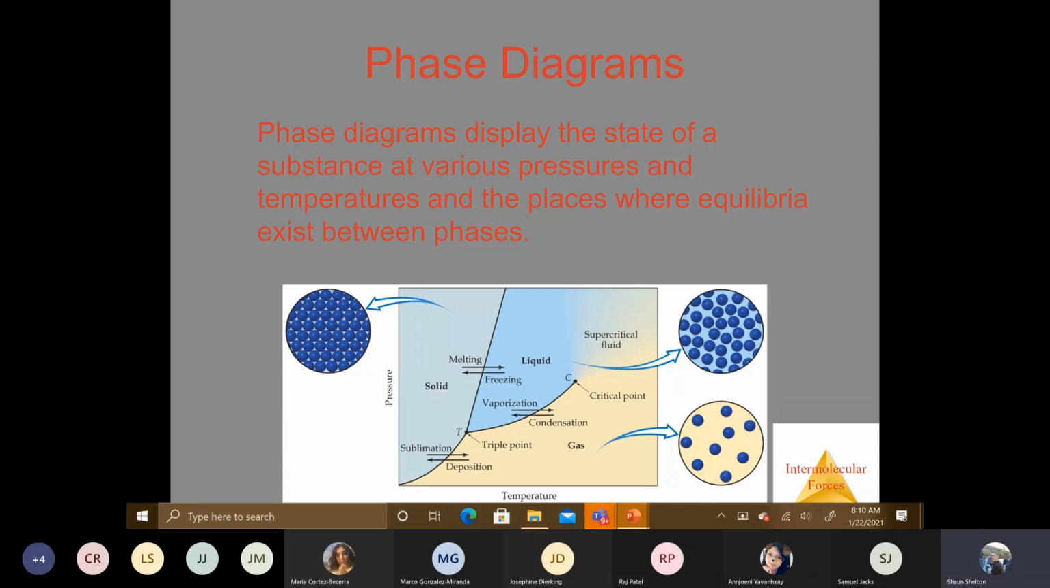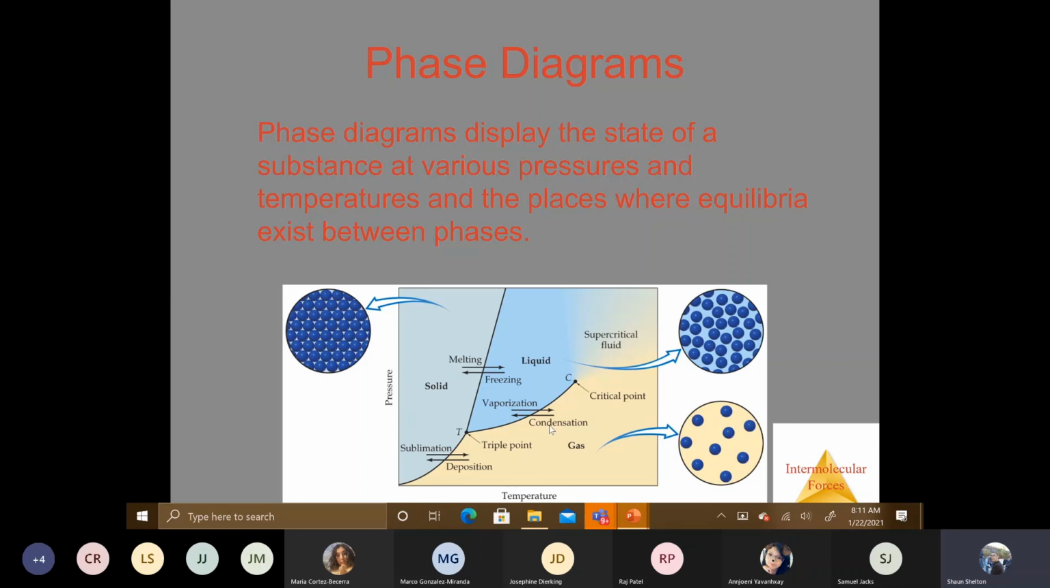All right, so phase diagrams. What is a phase diagram? Phase diagrams display the state of a substance at various pressures and temperatures in the places where equilibrium exists between phases. So in a nutshell, phase diagrams help us determine the physical properties of substances at different pressures and temperatures.